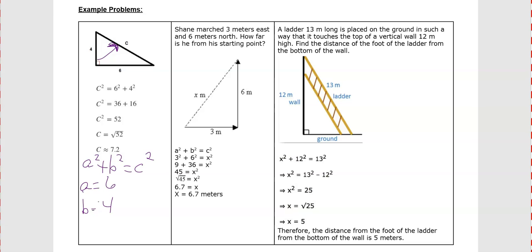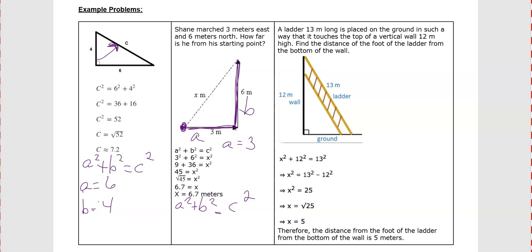So the next one says Shane marched 3 meters east and 6 meters north. So you can see in the picture they started here and they went 3 meters east and 6 meters north. So that means my A and B are 3 and 6. So we get a squared plus b squared equals c squared. A squared, it looks like they used a equals 3 and b equals 6.